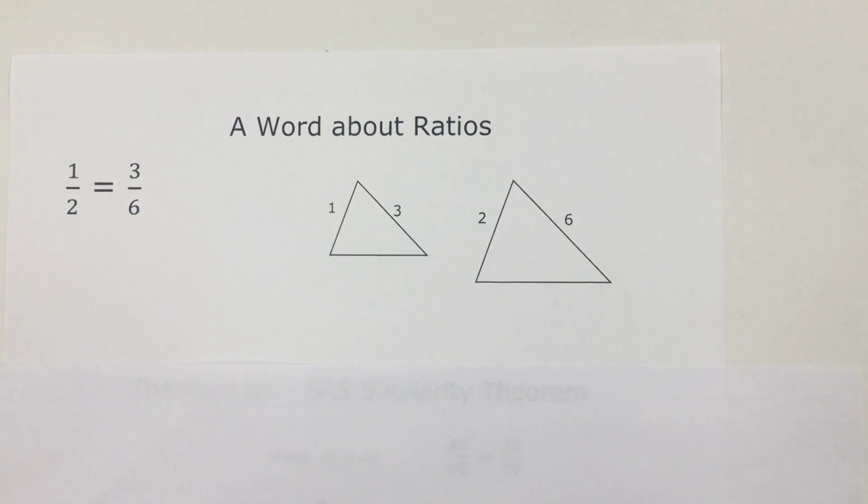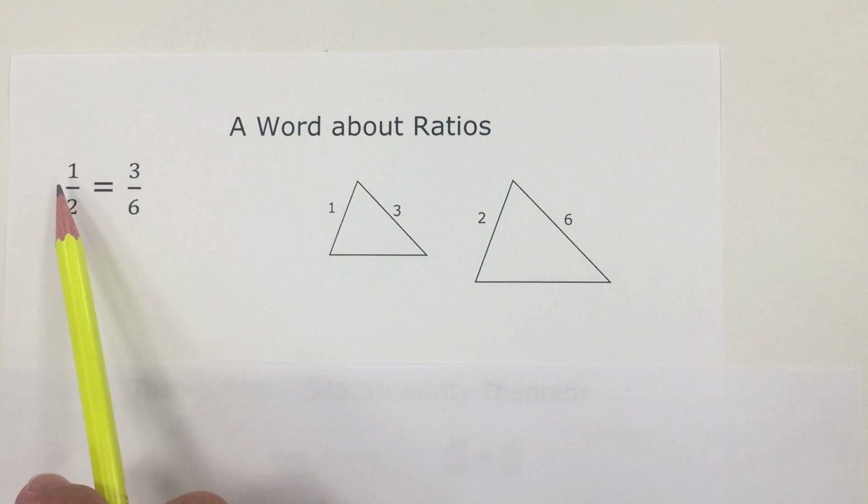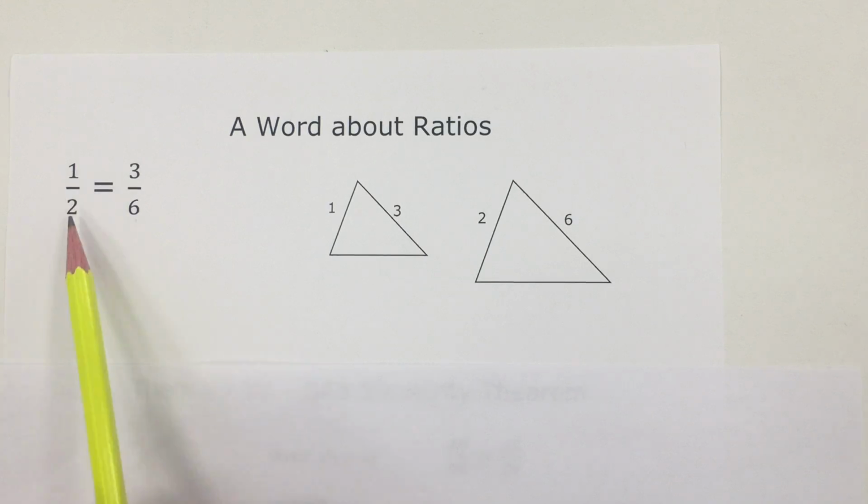Hey gang, we're getting into proportions and different theorems about finding if triangles are similar to each other by using proportions. But I want to take a word about ratios right now. If we look at this right here, we see we have 1/2. That is a fraction or just a ratio. It's part of the whole.